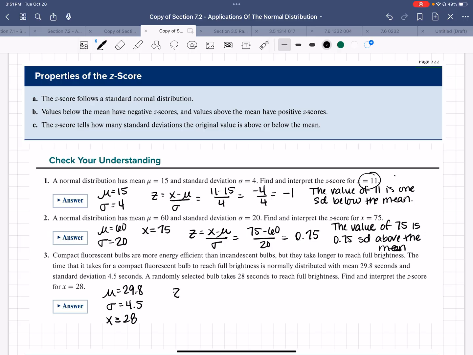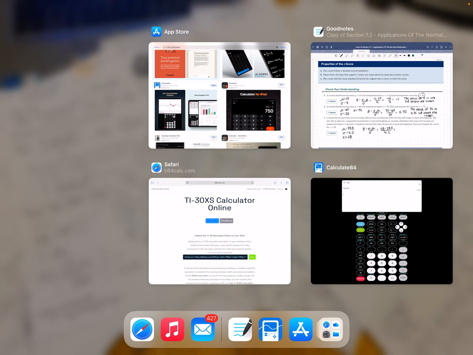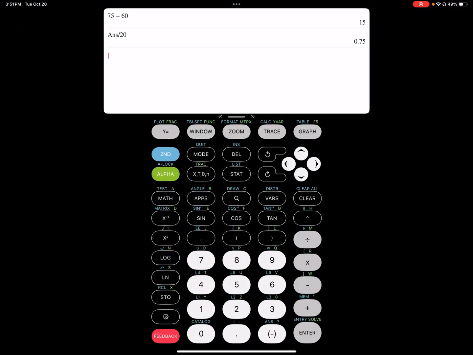So z equals x minus mu over sigma, which equals 28 minus 29.8 all over 4.5. Going to my calculator, 28 minus 29.8 divided by 4.5 gives me negative 0.4.